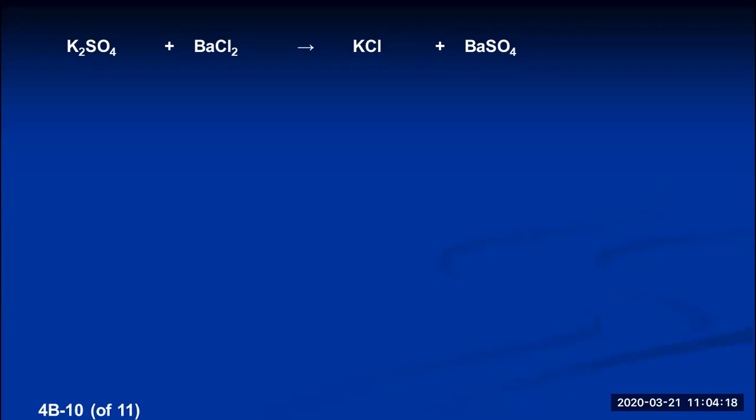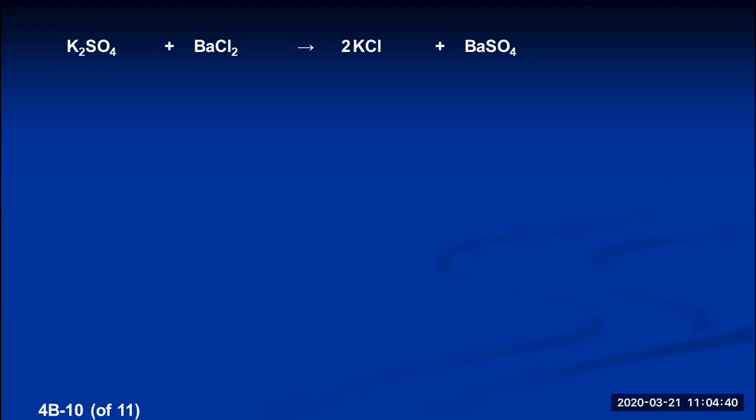We can balance the equation by having a 2 in front of the KCl to balance the two potassiums, and then a 2 in front of the barium sulfate. Oh no, that's it. That actually balances there. Sorry. The 2 there balances the two potassiums and the two chlorides. We now have a balanced equation written.